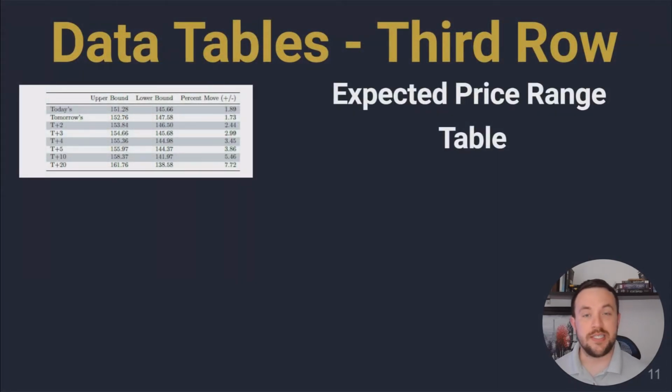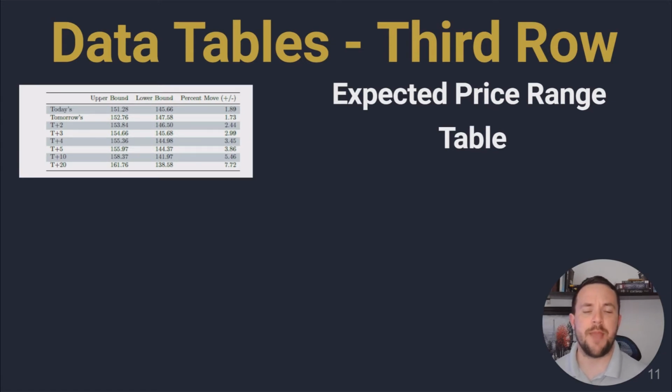The next row is the expected price range table. We already saw the expected price range graph from above, but the table tells us from today, tomorrow, over the next 20 trading days, what the 68% probability movement in that price is. So for instance, today's would be the day that the report is made. What was the expected price range?